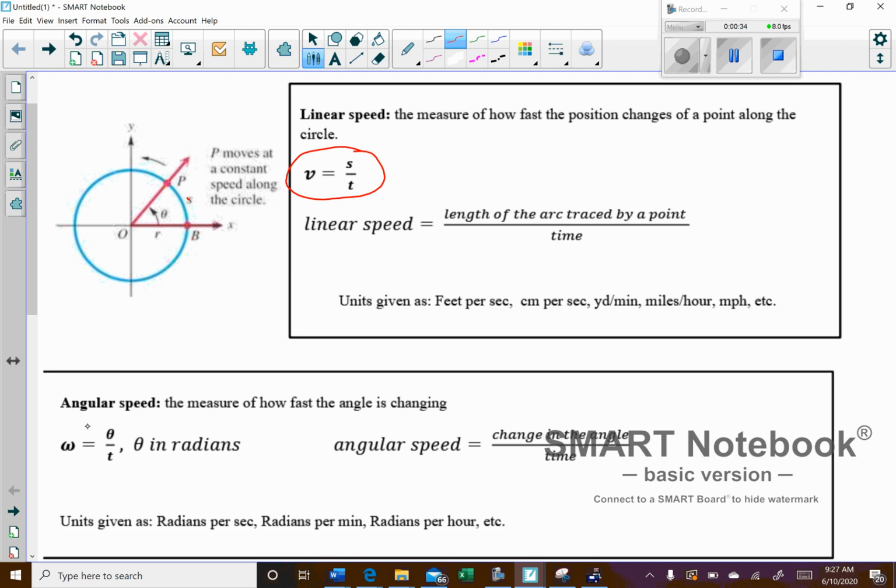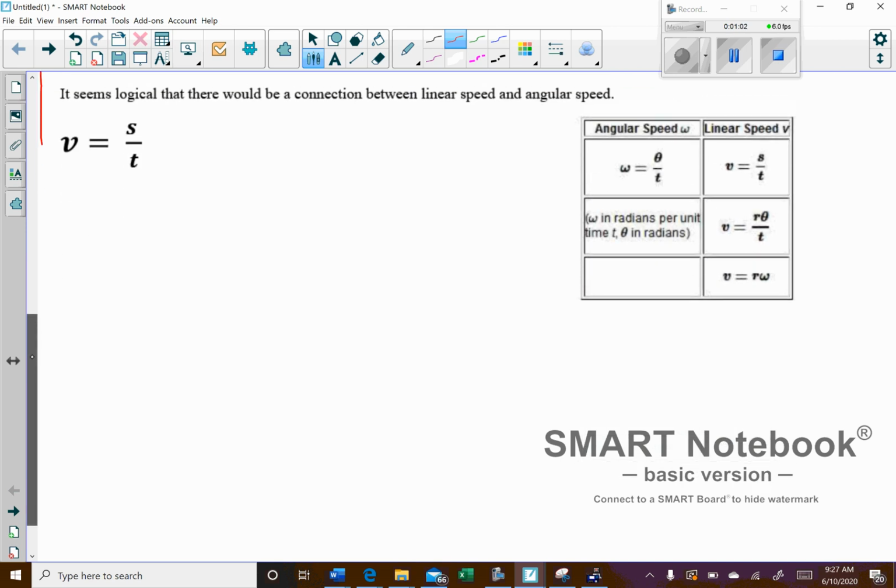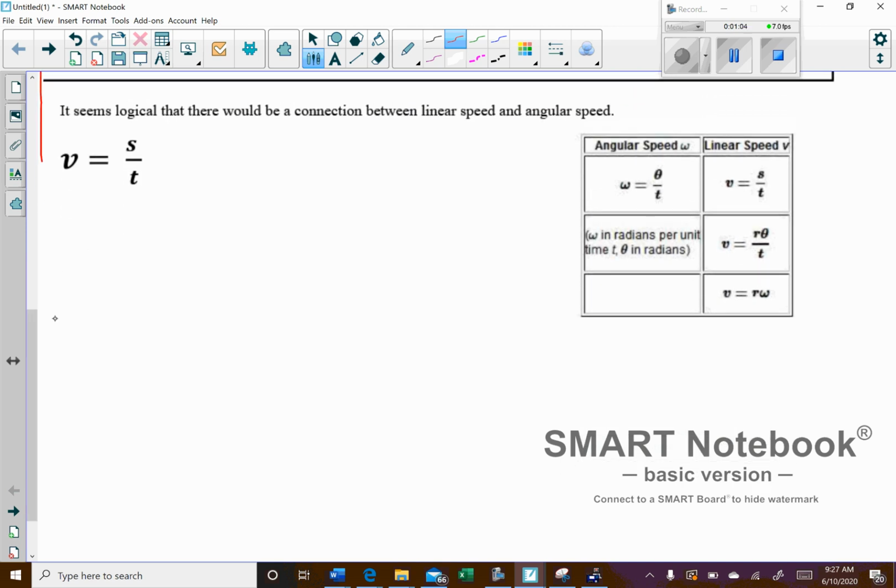And same thing for our angular speed right here. If you're rotating around the circle, the angle that is created over a certain amount of time is how you figure out your angular speed. So how much of an angle have you rotated over a certain period of time, and that ratio will give you your angular speed.